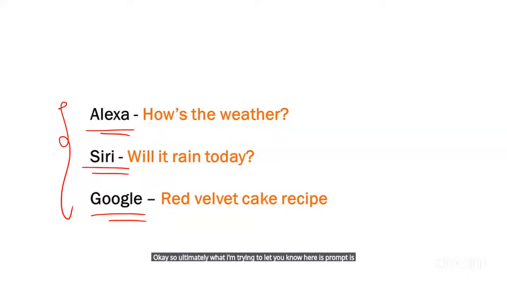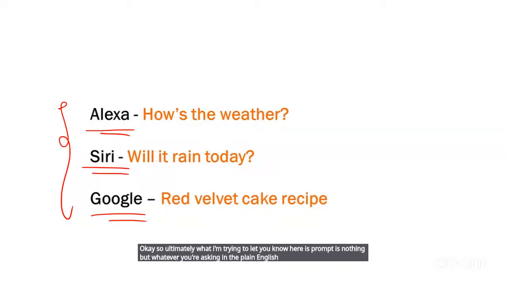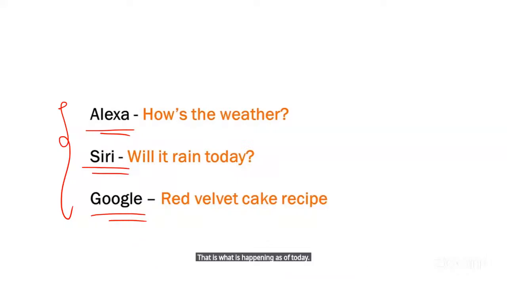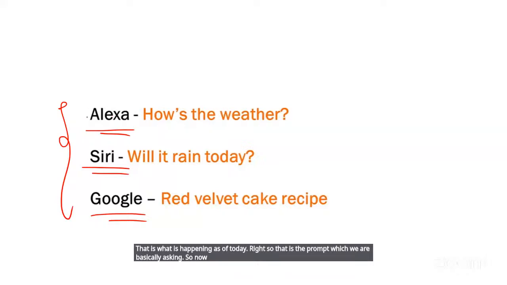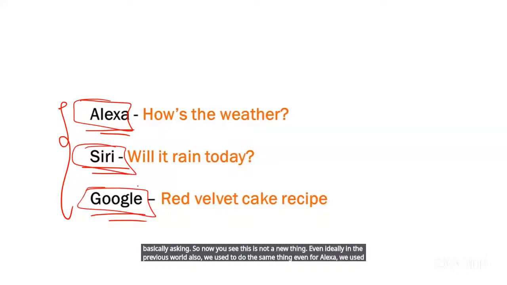So ultimately, what I'm trying to let you know is that a prompt is nothing but whatever you're asking in plain English to any of your LLMs like ChatGPT, Copilot, or Gemini, and they're able to understand and give you the relevant responses. That is what is happening as of today. So that is the prompt which we are asking. This is not a new thing. Even in the previous world, we used to do the same thing: for Alexa, Siri, and Google, we give the request and get the response accordingly.